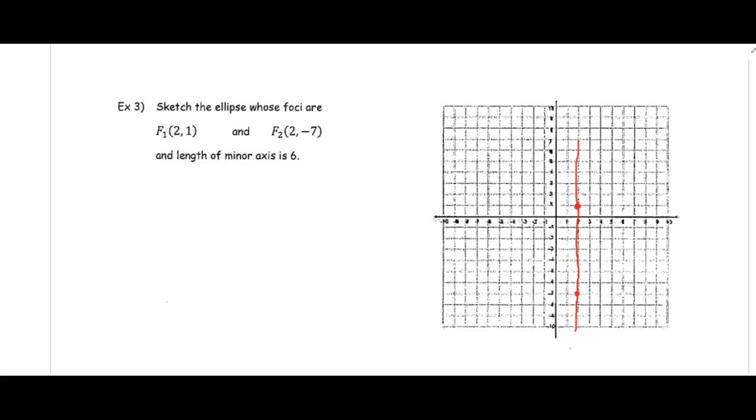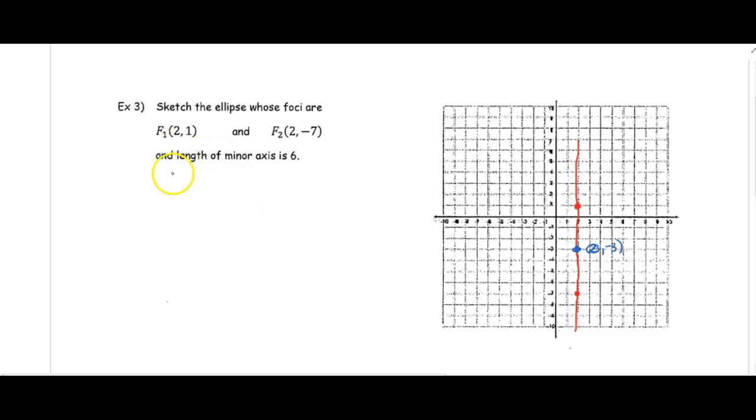Now with that, we know the center is dead in the middle of the foci, because remember, we use the distance from the center to the foci, which is c. So right now they're telling us the foci are here, so the center is going to be dead in the middle. If we have 8 units in between them, I'm going to go 1, 2, 3, 4, plot the center, and that's going to be at 2, negative 3.